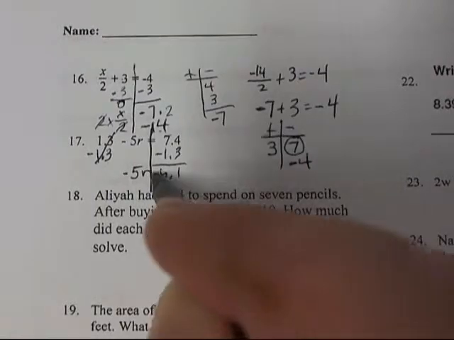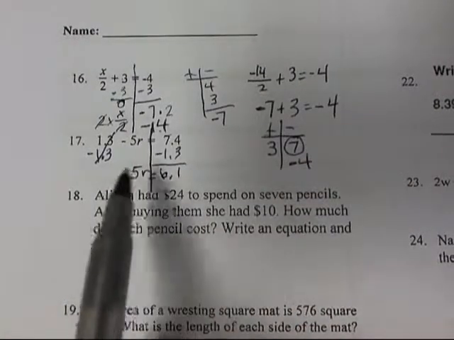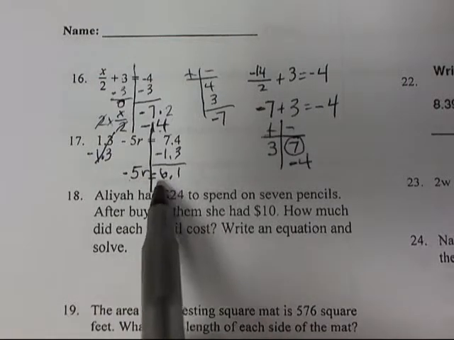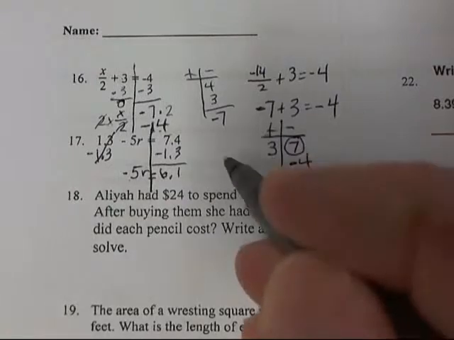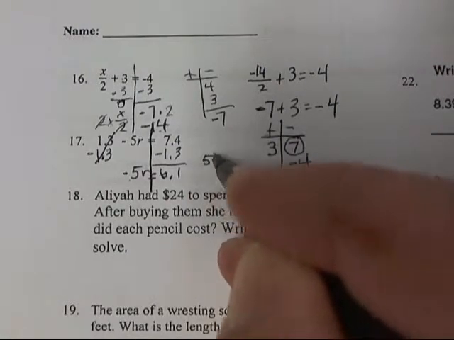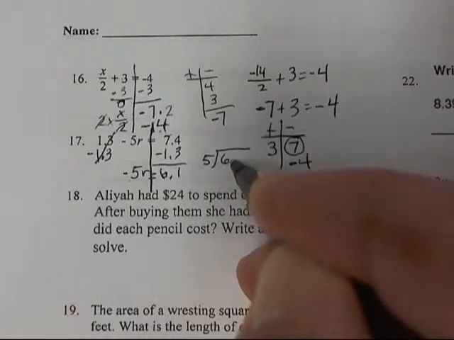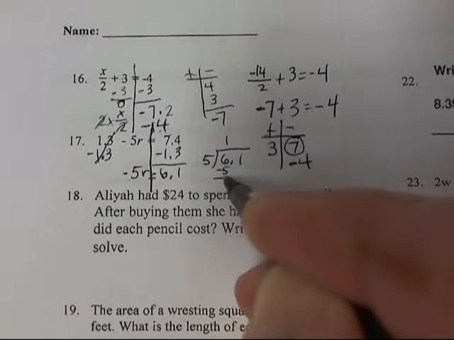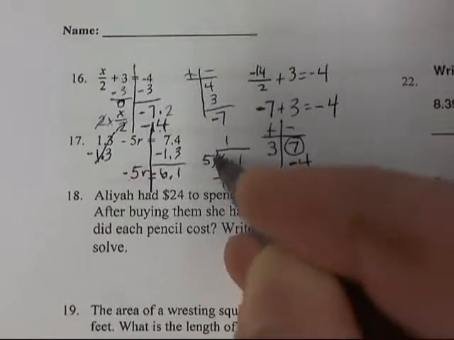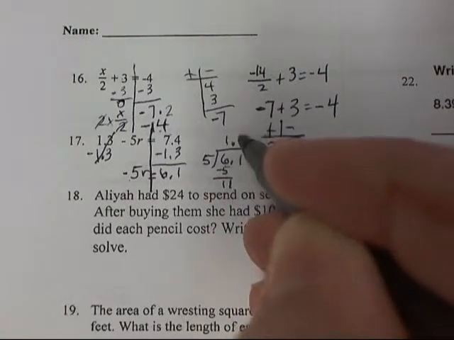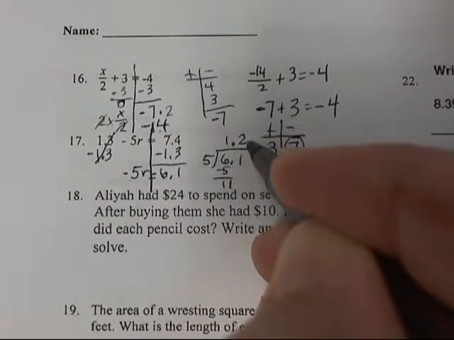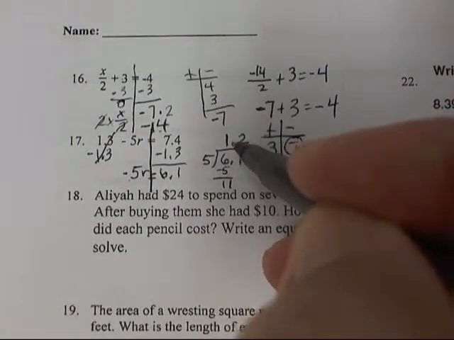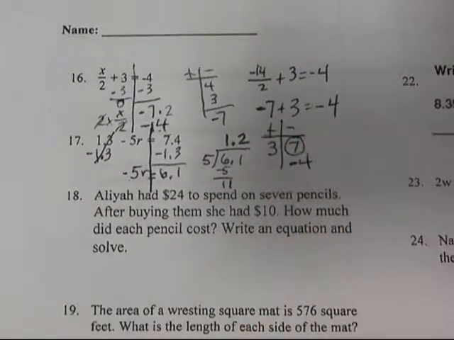So we have -5r equals 6.1. So this is -5 times r, so we need to do the opposite. We need to do inverse operations and divide 6.1 by 5. Five goes into 6 one time. Bring down the 1. 5 goes into 11 two times. So our answer is going to be 1.2, but now you need to think to yourself, is it going to be positive or negative 1.2?